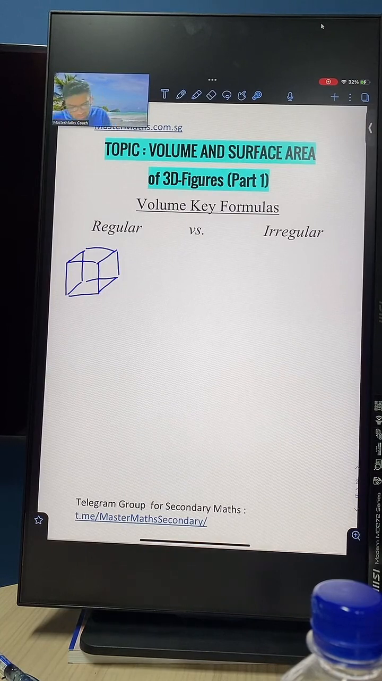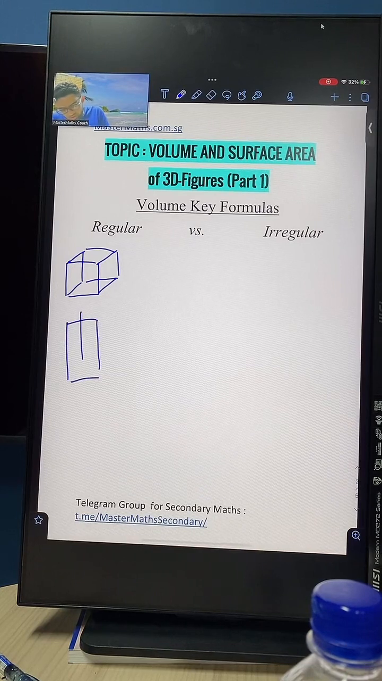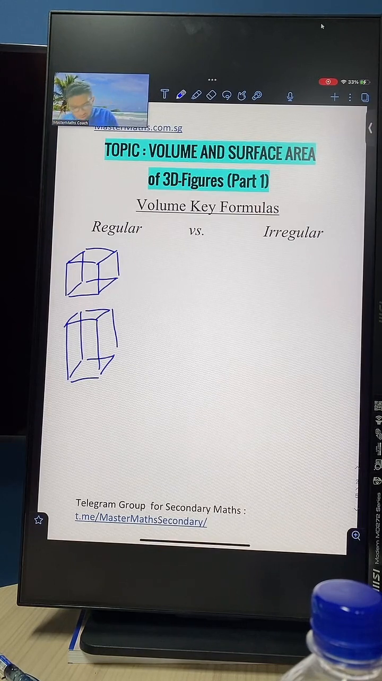Now the next thing is this. Let's say, for example, you have a cuboid. This is also another example of a regular shape. How to draw a cuboid? Just draw two rectangles, overlap them together, and then connect them via straight lines. Yet another example of a regular shape.